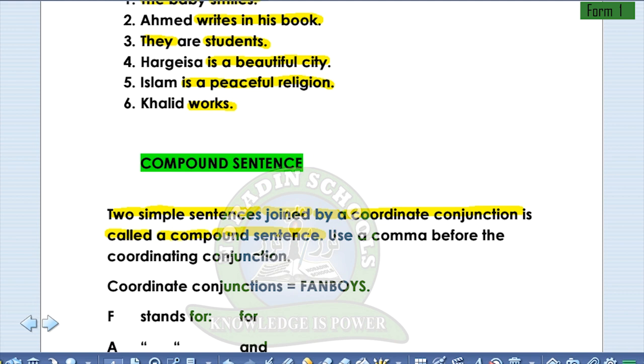We have two types of conjunctions, subordinating conjunctions and coordinating conjunctions. Coordinating conjunctions are seven in number. Usually, they are remembered as FANBOYS. We will explain them one by one. Use a comma before the coordinating conjunction. Let us see what each letter stands for.